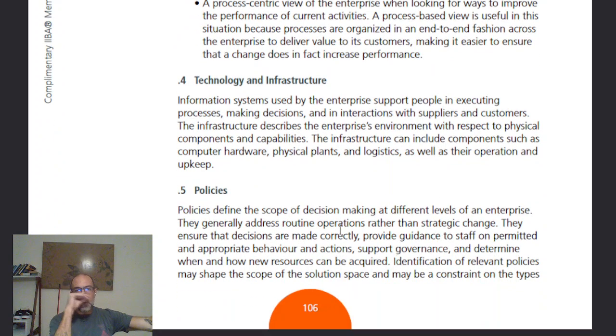Number four is technology and infrastructure. You have to see the current state of technology and infrastructure, the information systems used by the enterprise to support people in executing processes. Sometimes the change you need is just a different software and a week of training.